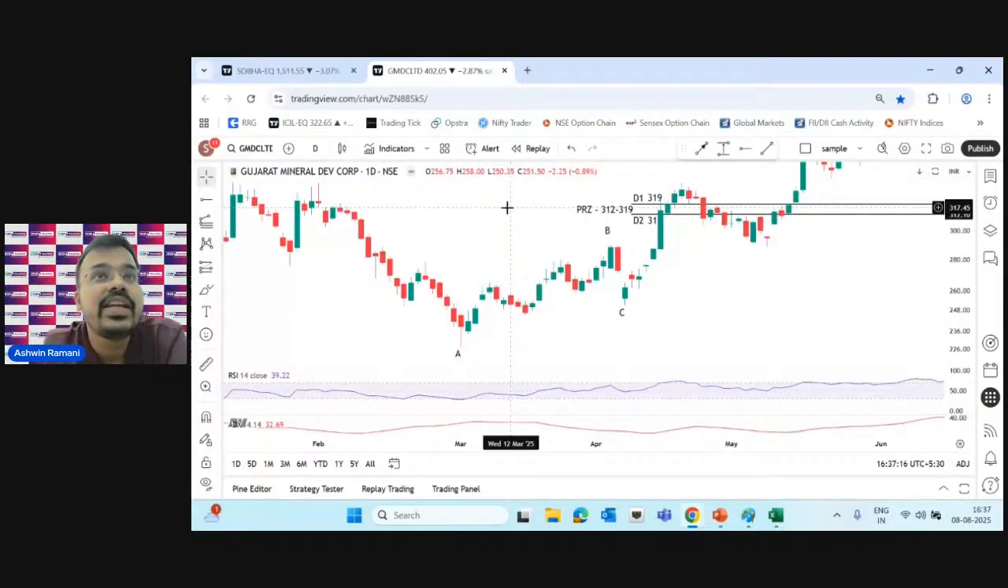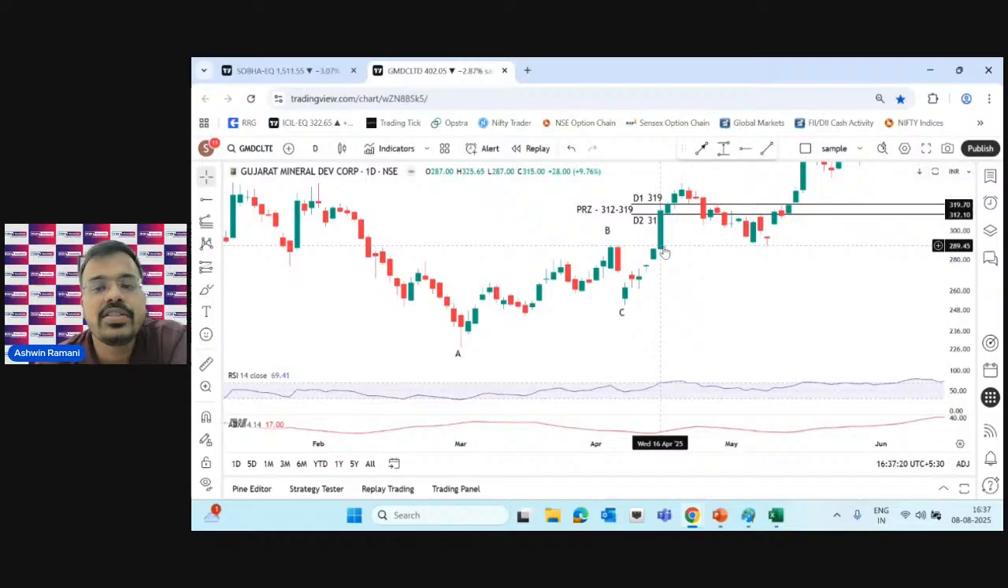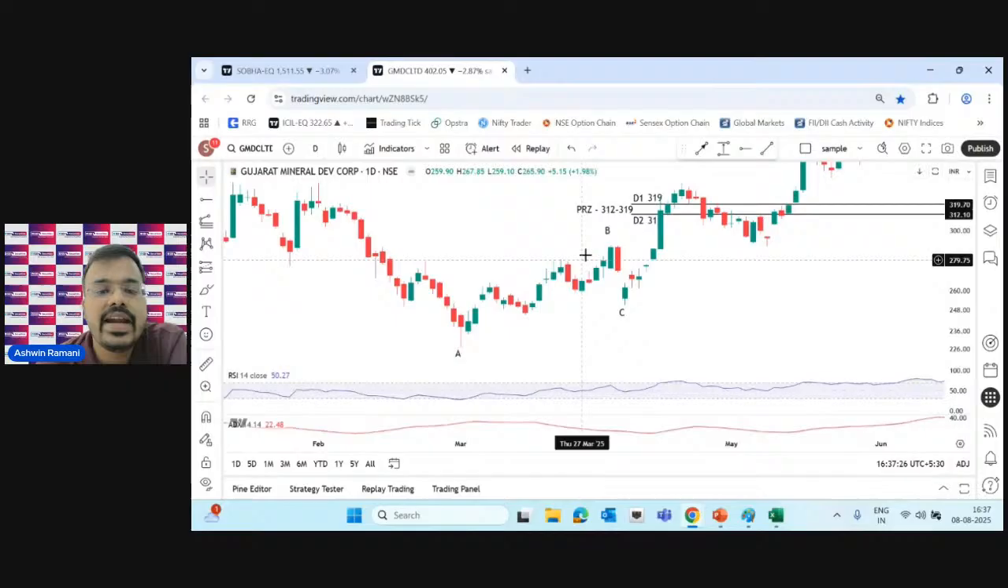So what we need to do is see the first time that the price moved towards the PRZ zone. So if you look, we had the ABC levels.